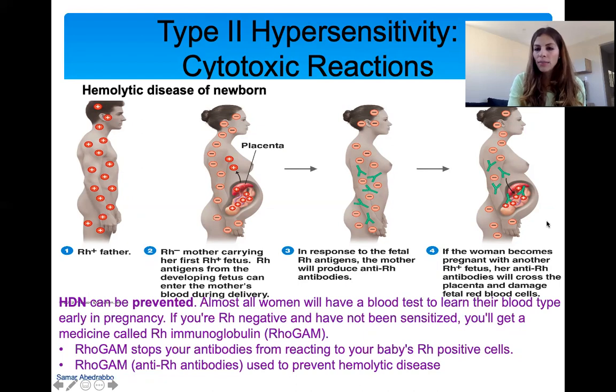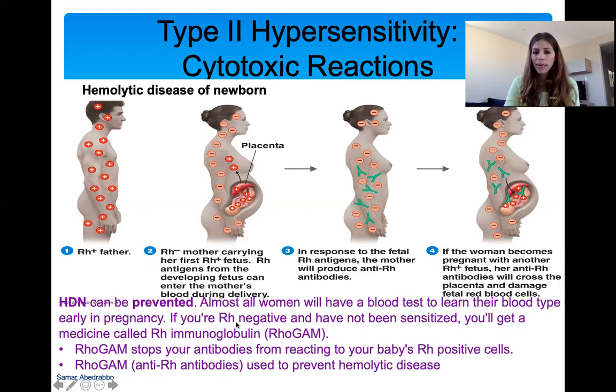So now the mom has the baby. If she gets pregnant again, she has those antibodies. If the second baby is Rh positive, then her antibodies will cross into the fetus and will target the baby's red blood cells, leading to damage. And so this is very bad.